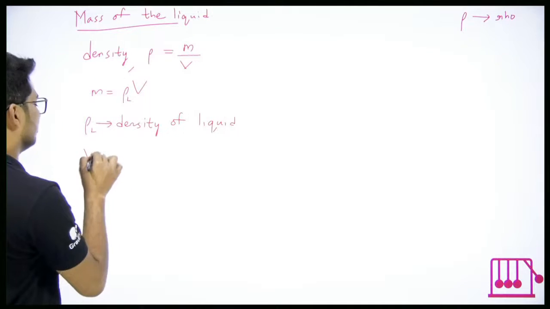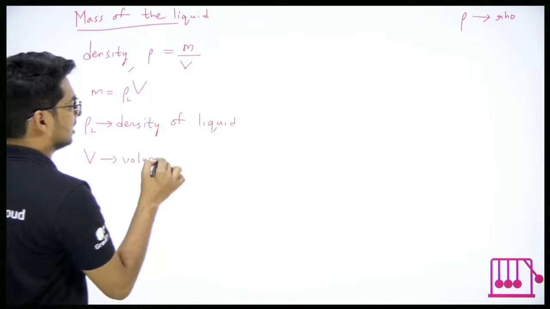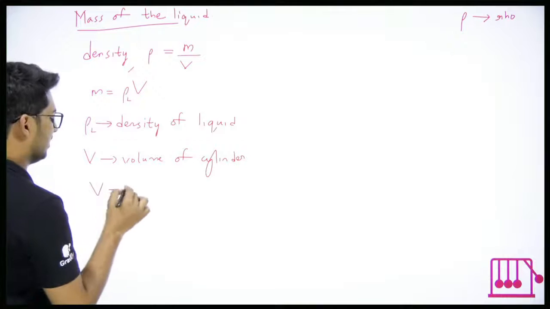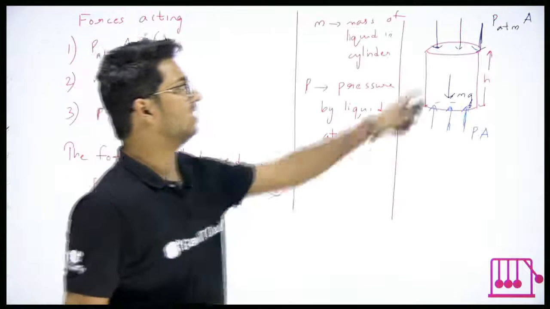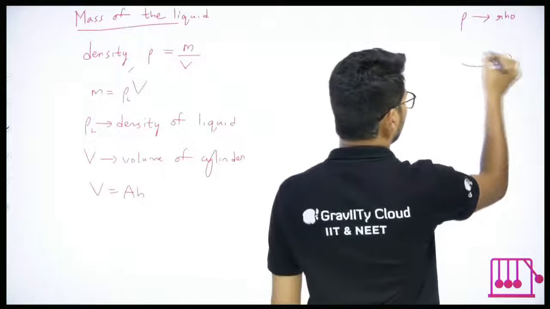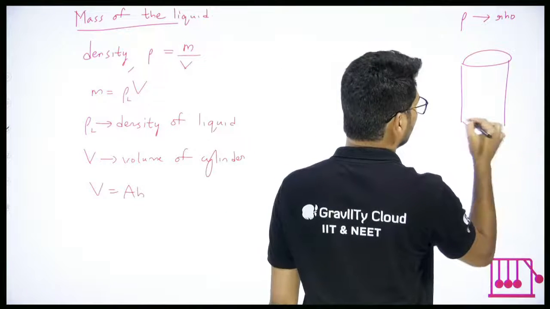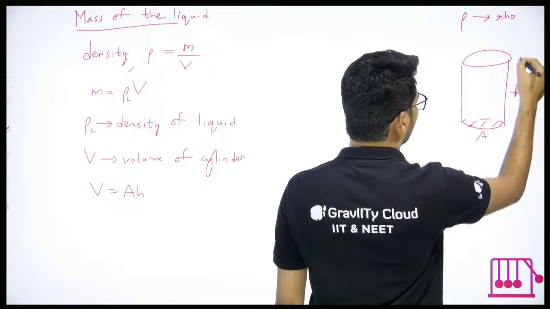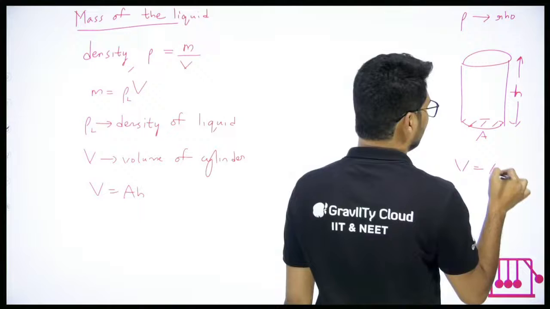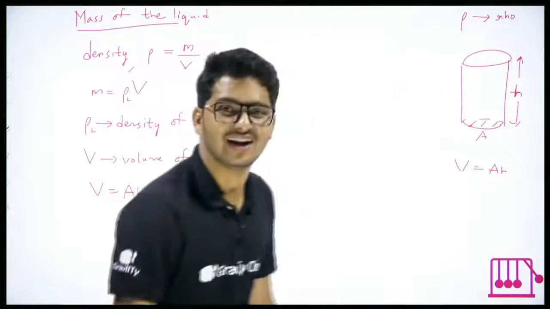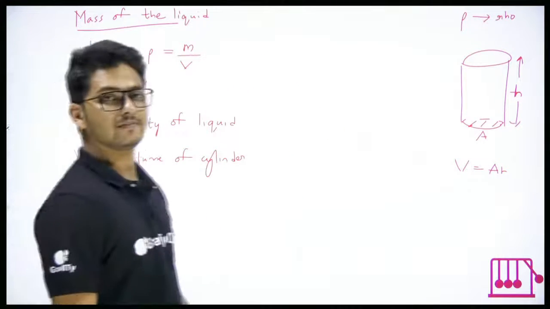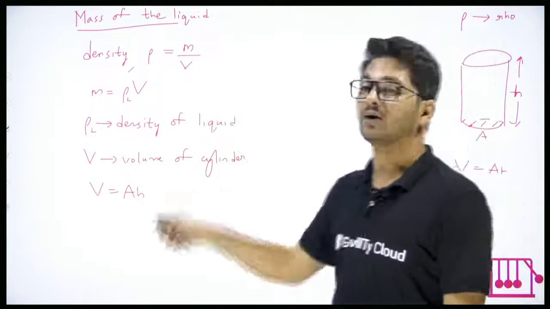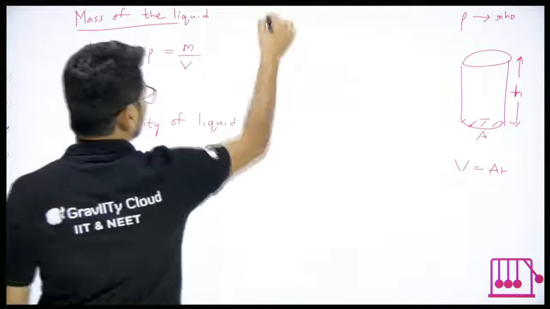And what is V? V is the volume. But what is the volume of a cylinder? Volume of the cylinder will be equal to area into height. Yes or no? If this is a cylinder, this is area A, the height is h. So volume will be equal to area into height. So we have mass and we have volume. Is that clear? Good. Very good.